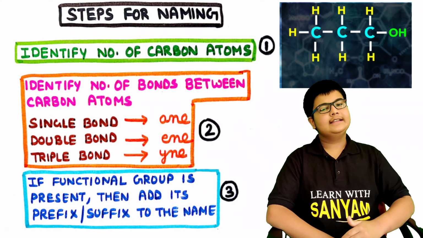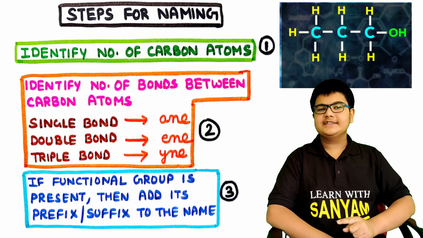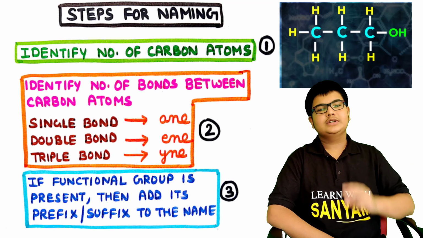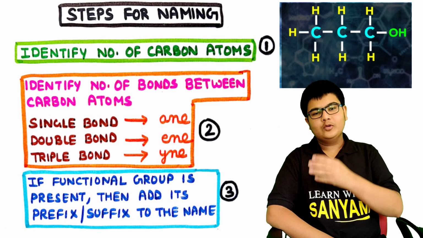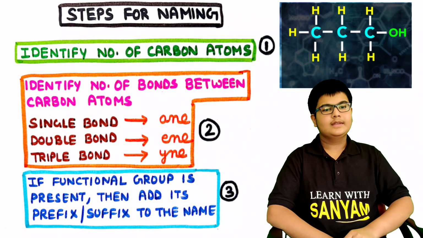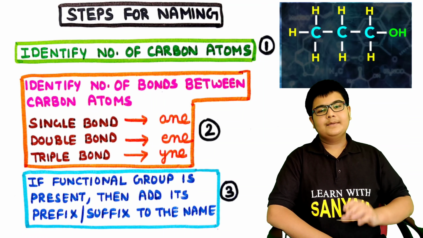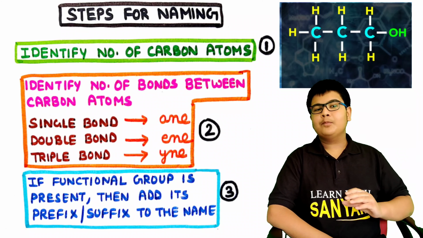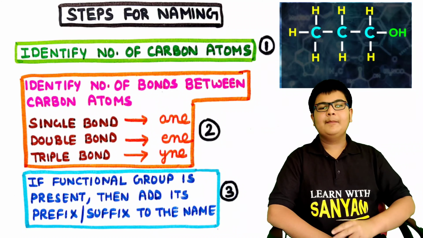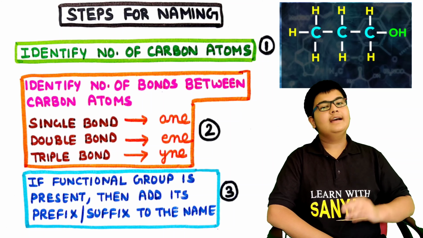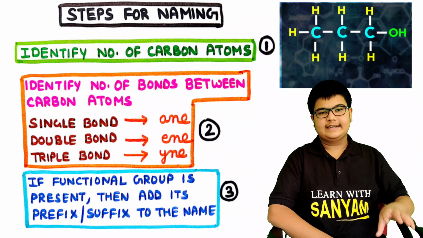Step 1. Identify the number of carbon atoms in that compound. Accordingly, if one carbon atom is there, then the prefix meth will be used. If 2 are there, then eth. If 3, then prop. If 4, then but. We have already studied this in the second lecture. Step 2. After identifying the number of carbon atoms, we will identify the number of bonds between the carbon atoms. If single bond, then ane. If double bond, then ene. And if triple bond, then yne. So alkane, alkene, alkyne, we have already studied this in the second lecture.